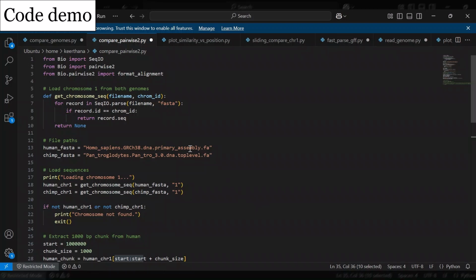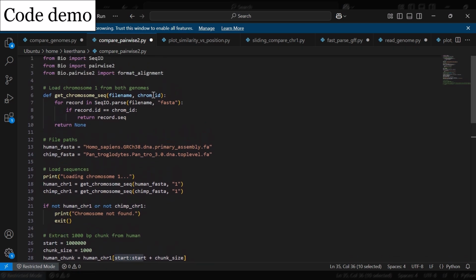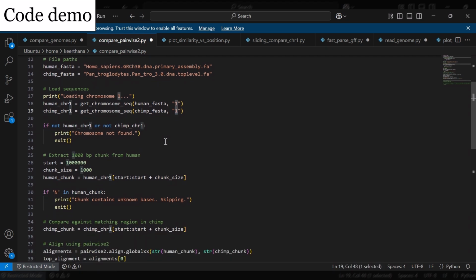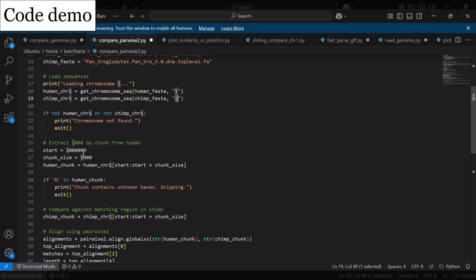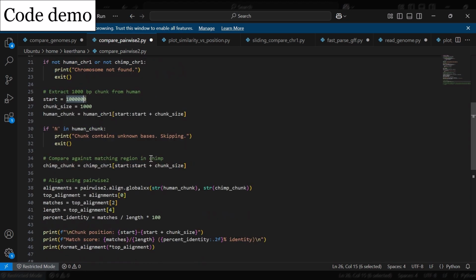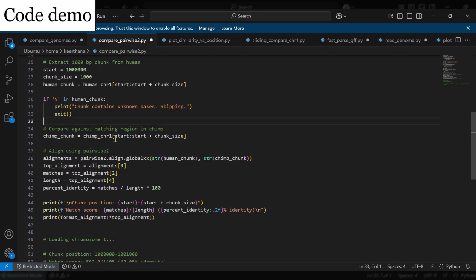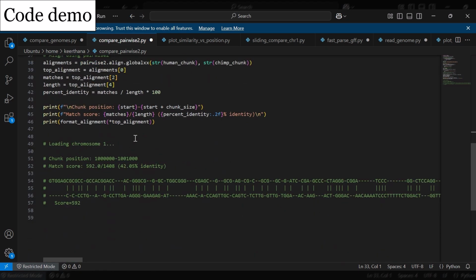So this is another method using BioPython's pairwise to calculate the similarity. It gives a more accurate result than the other one. The other one is a simple method. So here we are loading the chromosomes and loading chromosome 1. We are only checking with this one for the timing. Then we are extracting 1,000 base pairs from the starting position. This is the starting position and we are avoiding the missing values and all, and then we are comparing, and this is the output we get.